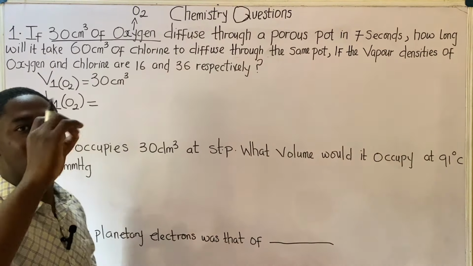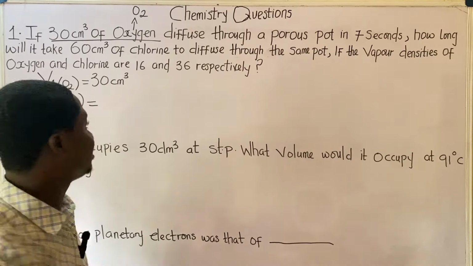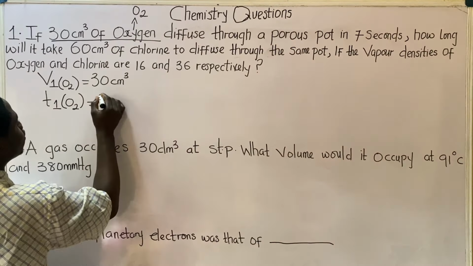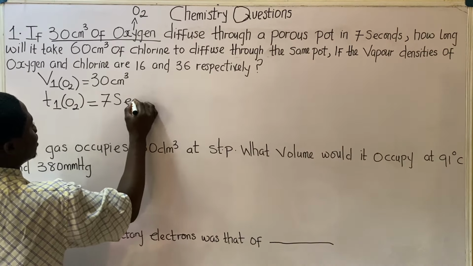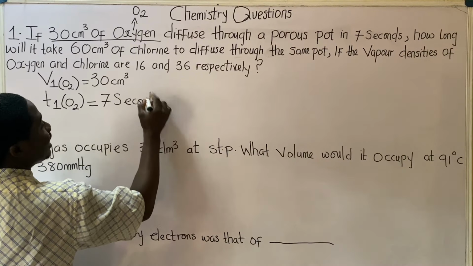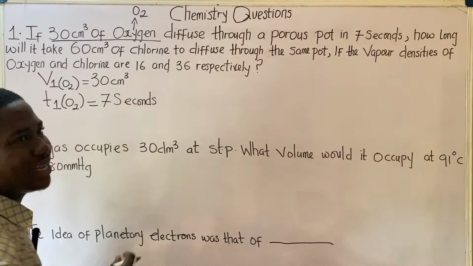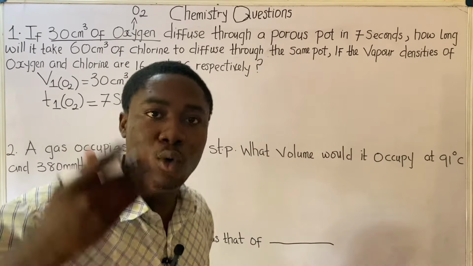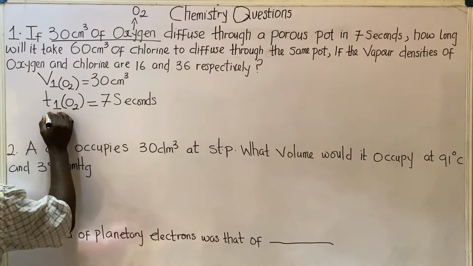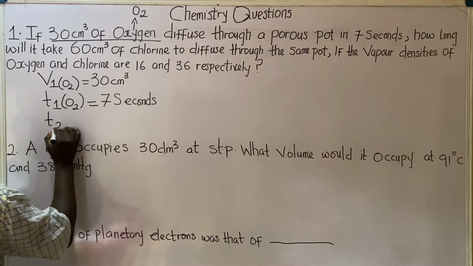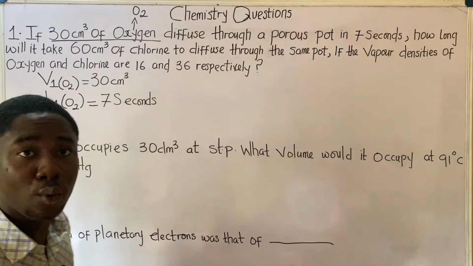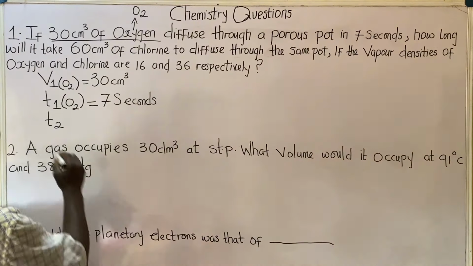Porous means a pot with holes. Do you understand? So definitely the time is 7 seconds. So moving further, let us progress. The question now says, how long? That means they are asking us to get time. How long? Time. Since we've gotten our T1, definitely it is T2 we are asked to get. How long will it take?